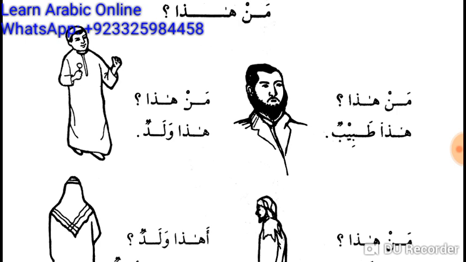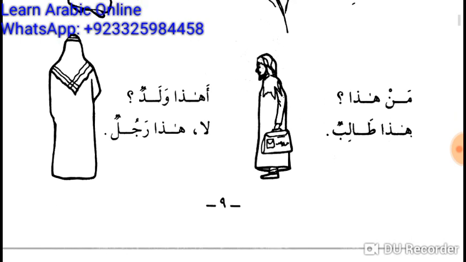Man haza. Who is this? Haza waladun. Waladun. Walad means boy. Waladun, a boy. This is a boy. Waladun, this is a boy. Okay.